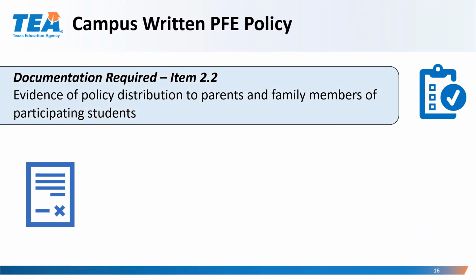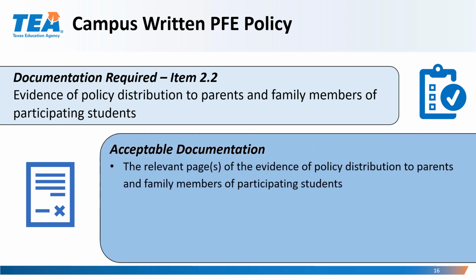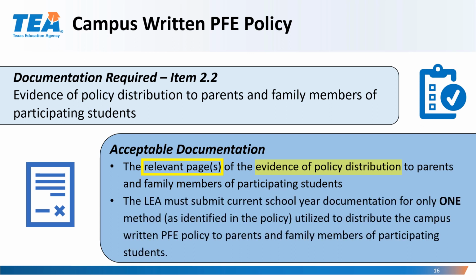The documentation required for item 2.2 is evidence of policy distribution to parents and family members of participating students. The LEA will need to submit the relevant page or pages of the evidence of policy distribution to parents and family members of participating students. The LEA must submit current school year documentation for only one method, as identified in the policy, utilized to distribute the campus written PFE policy to parents and family members of participating students.